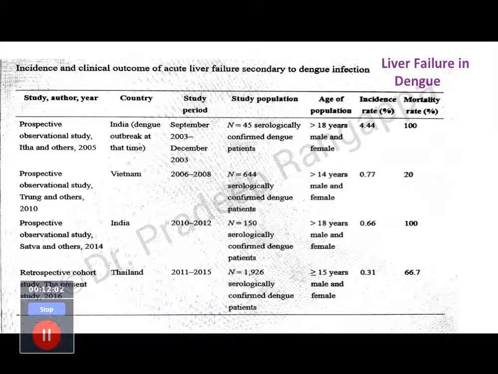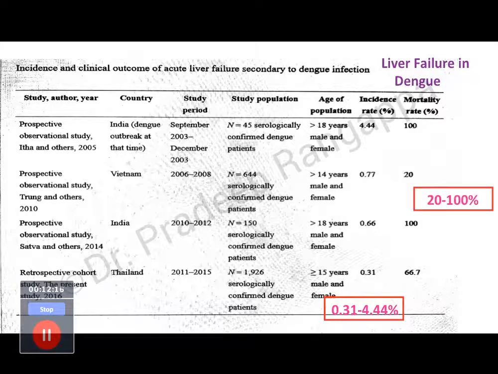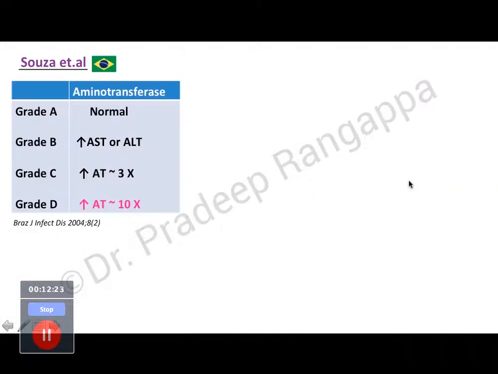And what about liver failure in dengue? 0.31 to 4.44% of the dengue patients can have liver failure as per some of the studies. So it's a very small percentage which go into liver failure, 0.31 to 4.44. And the mortality obviously when they have liver failure is very high. It can be anywhere from 20 to 100%.